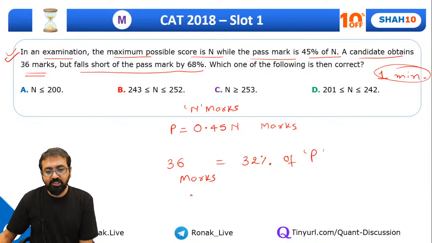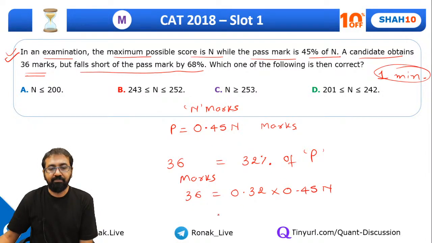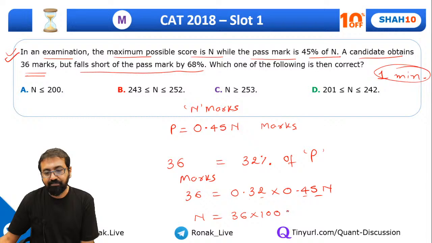right? So I can just write this in equation form. 36 is equal to 0.32, 32% means 0.32, into P, which is 0.45 n. Now we can easily find out the value of n, right? I mean, we just need to cancel off certain factors, so n will be equal to, now there are two decimals, so you will add 2 zeros on this side, two more decimals, so 2 more zeros, so this will be 36 into 100 divided by 32 into 45.